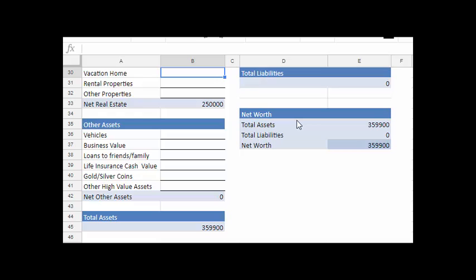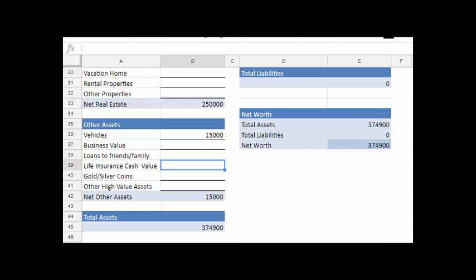Next up, we're going to look at everything else. If you'd like to track the value of your car because you have a loan against it, you can do that. If you own a business, you can put the business value here. If you have loans out to friends or family, if you have life insurance that has cash value, it goes here. So term life would not go in here. The death benefit, we're not looking at death benefit. We're looking at the actual cash value of the insurance plan. Any gold or silver coins, any other high value assets.